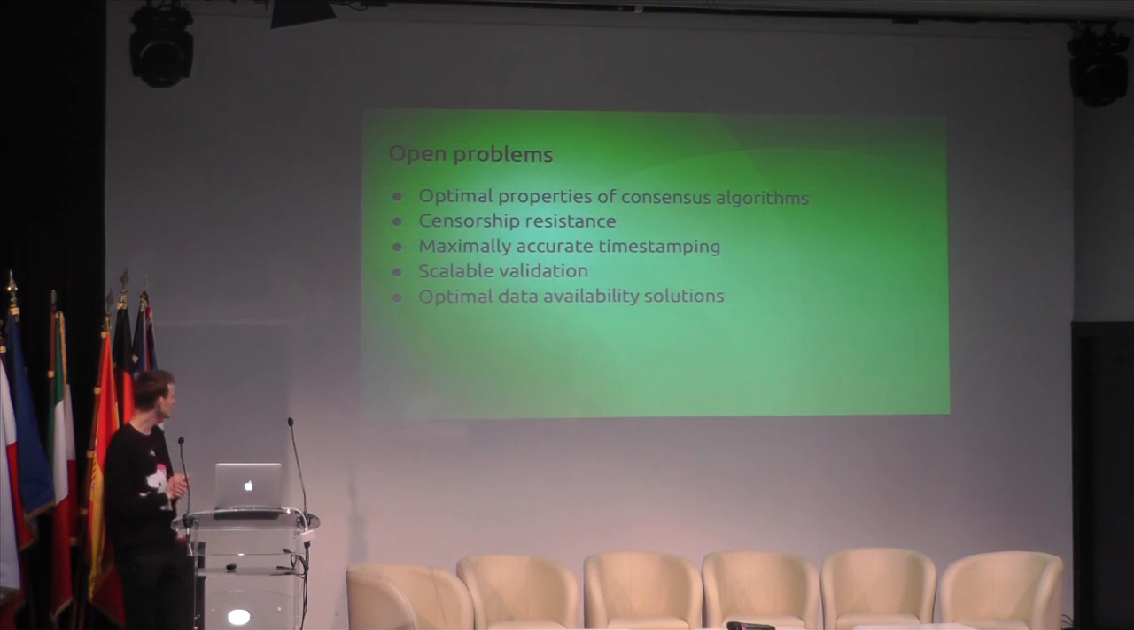So, open problems. Optimal properties of consensus algorithms, so making consensus algorithms that have as nice properties as possible. Censorship resistance. Maximally accurate timestamping. How can we make a blockchain that's as aware of time as possible, to as high a resolution as possible, and to as high a cryptoeconomic security margin as possible, as difficult to collude against as possible. Scalable validation, and optimal solutions to data availability problems.